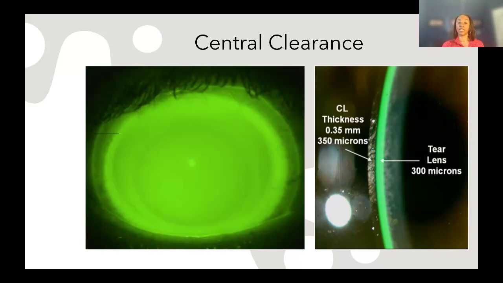You can see here on the picture on the right that you can compare a few things that can be very helpful. The first arrow to the far left, that little grainy spot, is the actual thickness of the lens itself. This particular lens is 350 microns. That green band is the fluorescein underneath the lens, and then the grainy area to the right is the cornea. Typically, we want the tear lens to be about the thickness of the contact lens. So we're getting about a 1-to-1 ratio here, which is perfect to start with.